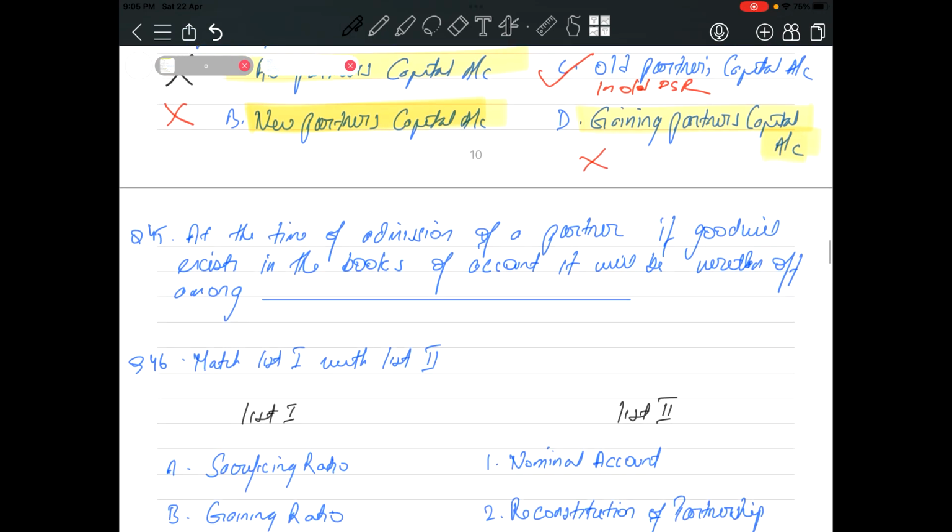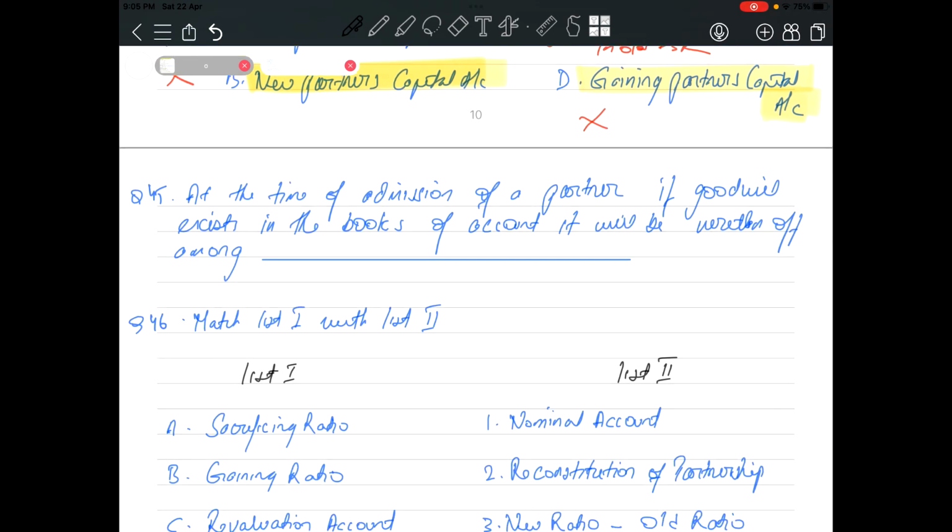Now let's come to question number 45. So what's the question saying? At the time of admission of a partner, if goodwill exists in books of accounts, it will be written off among. If there is any existing goodwill, we will write it off, right? It will be written off between the old partners. In which ratio? In old profit sharing ratio. So this is the right answer.